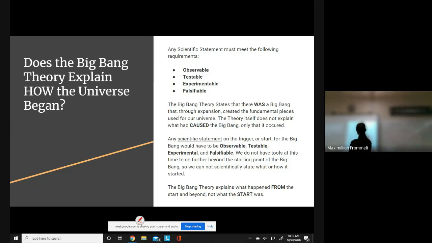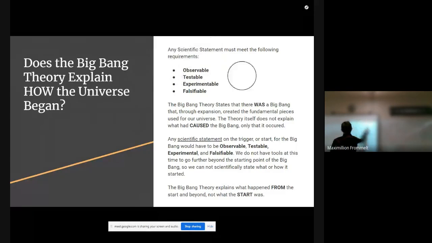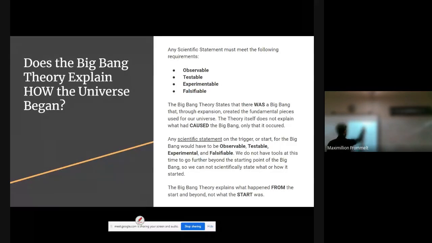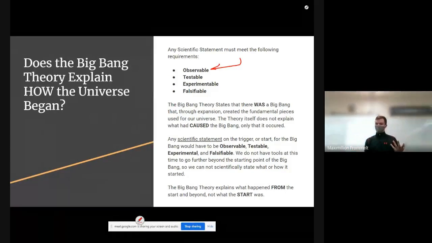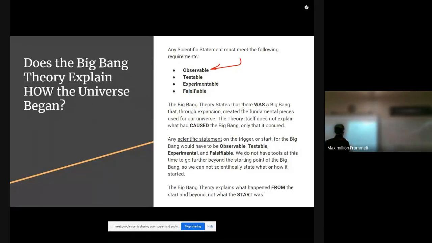Specifically, when we're talking about science, any scientific statement has to meet the following requirements. It has to be observable, testable, experimentable, and falsifiable. What that means is, for any scientific statement, one, you have to be able to observe some part of it. And so when we're talking about atoms from before, our initial people and their theories behind atoms weren't accepted by the science community because there was no observable piece that they could see. They didn't have the tools for it.